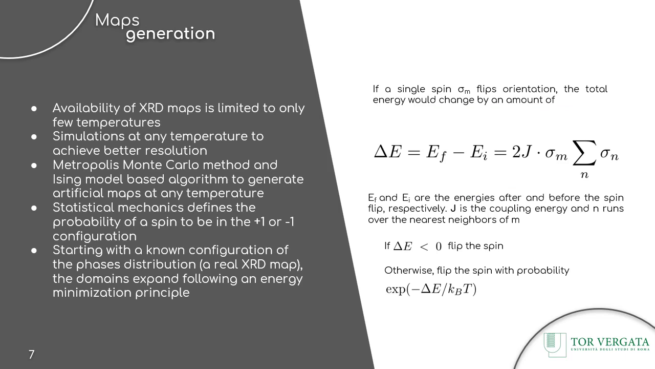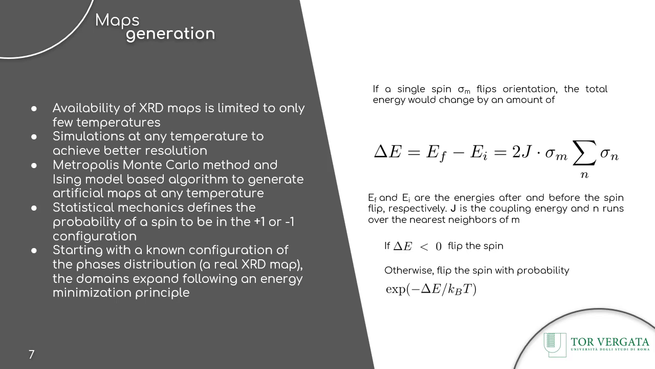Since the availability of XRD maps is limited to only a few temperatures and a better resolution to analyze the resistivity was needed, we developed an algorithm to generate artificial maps at any temperature, exploiting the Monte Carlo method and an Ising model-based algorithm. Starting with a known configuration, namely an XRD map, domains expand following the energy minimization principle.